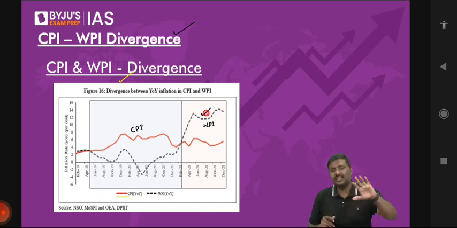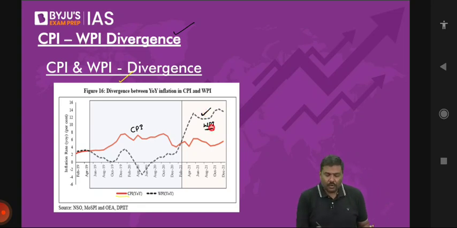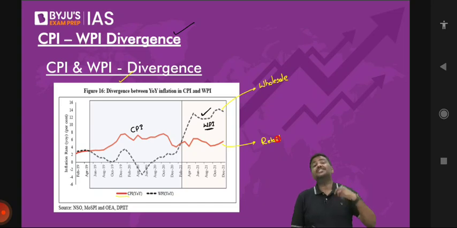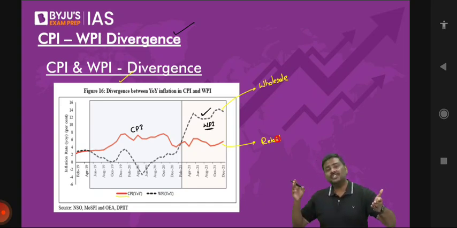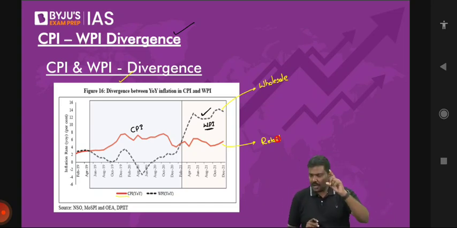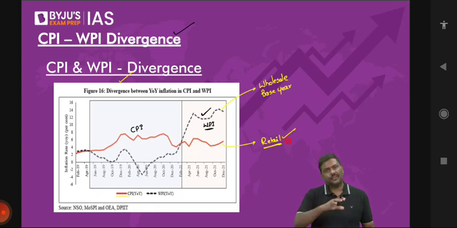First, WPI focuses on the wholesale market. CPI focuses on the retail market. What is the importance of this? Don't you think the price changes in the wholesale market are different compared to changes in the prices in the retail market? Point number one. Point number two: the base year for WPI is different, 2011-12, and the base year for retail inflation is different. So the base year for both of them is different. Here it is 2011-12.